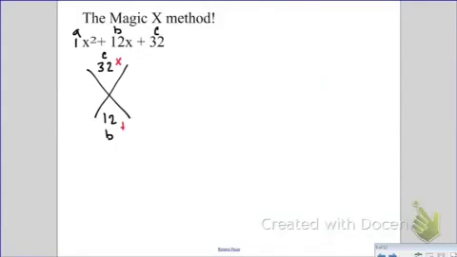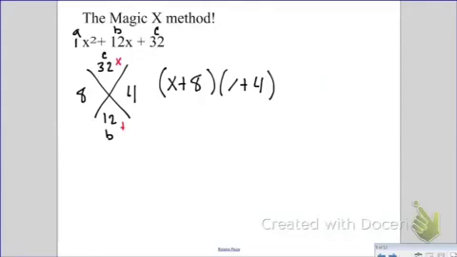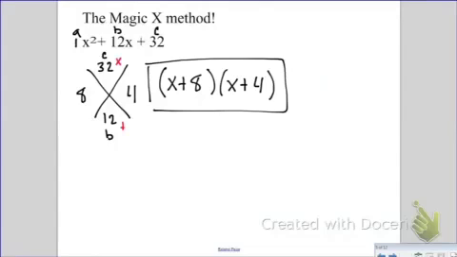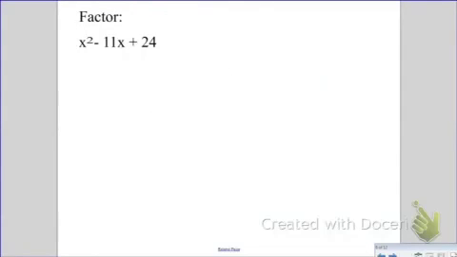How about 8 and 4? 8 times 4 is 32, and 8 plus 4 is 12. So these are what's going to go into the factor. Our two factors are going to have an 8 and a 4. They're both positives, and we put x in front of both. And there is our factored out trinomial.